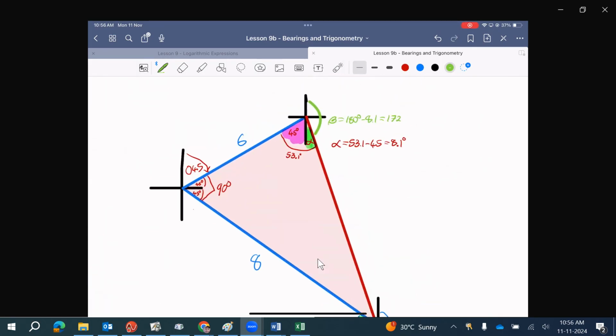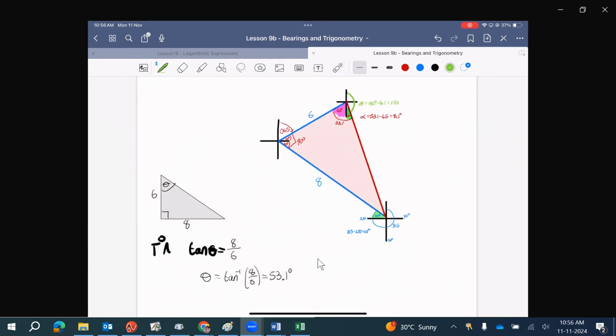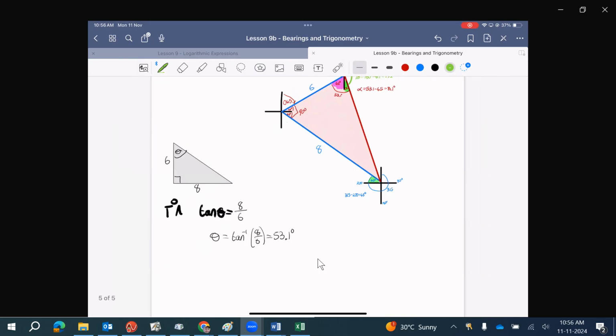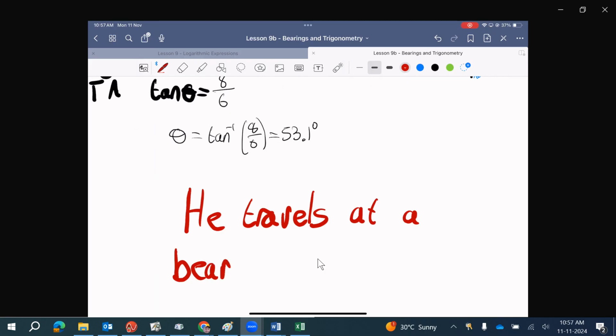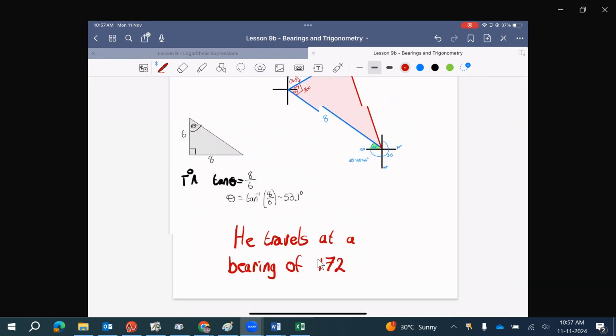So I'll just answer the question finally. There's all our diagrams, all our working. He travels at a bearing of 172. That's our final answer.